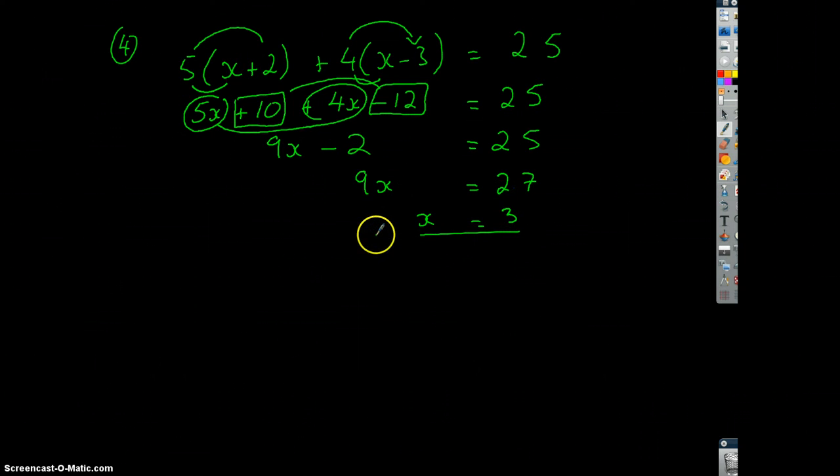Okay, let's check to see if this is correct. So we're saying that x is 3, so 5 times, now it's x plus 2, which is 3 plus 2, 5 times 5, plus 3 minus 3. Okay, 5 times 5 is 25, 3 minus 3 is 0, 4 times 0 is 0, and does that equal 25? Yes, it does. Okay, that's great.